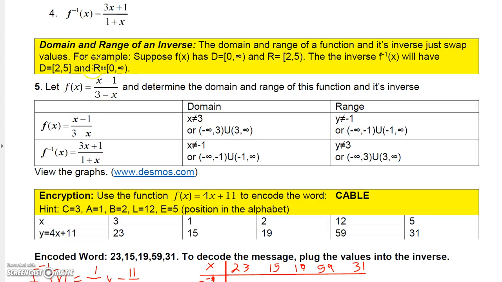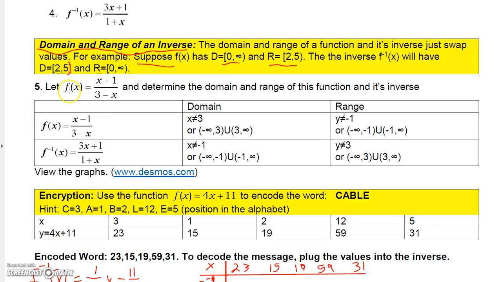Okay, let's wrap up this section on inverses by talking about the domain and range of an inverse. They actually have a unique relationship. The domain and range of a function and its inverse just swap values. For example, suppose f of x has a domain 0 to infinity and range 2 to 5. Then the inverse will have the domain 2 to 5, oh, that should be a parentheses, and range 0 to infinity. So that's always true with inverses.